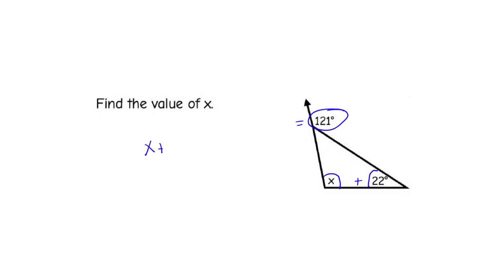So x plus 22 equals 121. Now I want to solve for x, so I want to get x by itself. So if I have plus 22, I need to minus 22 from each side of the equation. That will give me 0, bring the x down, x equals, and 121 minus 22 gives me 99, so x equals 99 degrees.